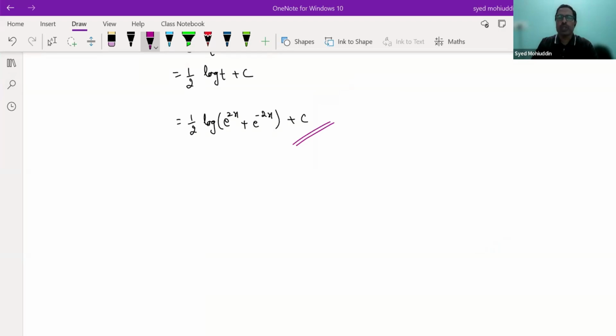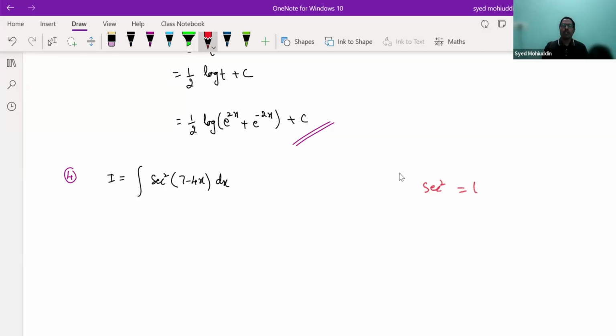Okay, let us move on to the next one. Secant square 7 minus 4x. We need to evaluate this one. Now, once again, the question is, which value has to be taken as t?